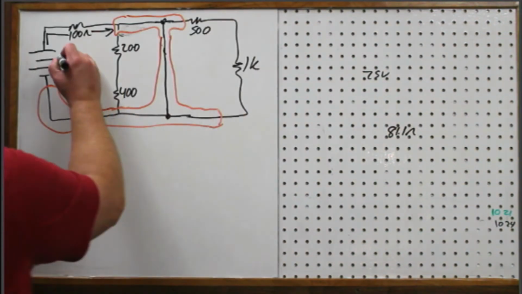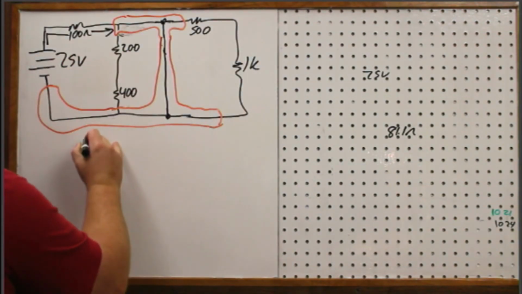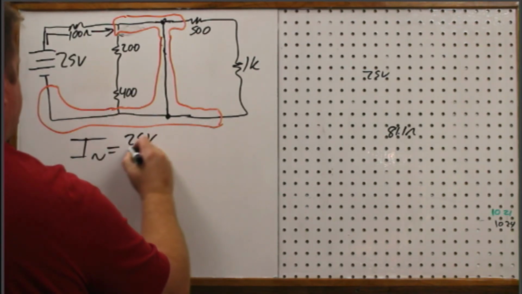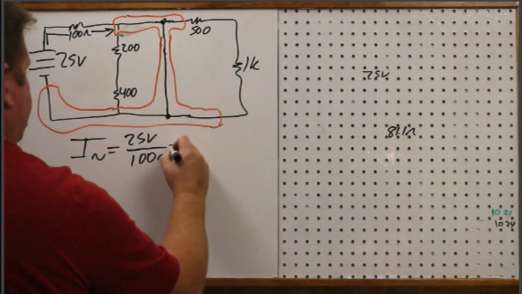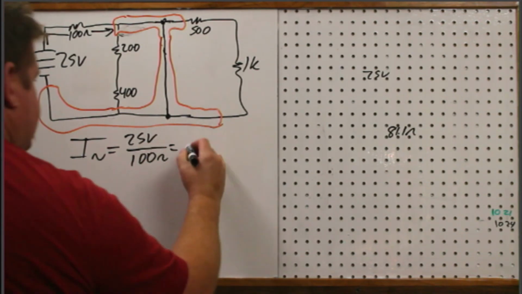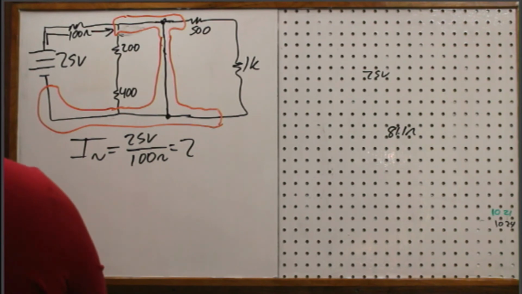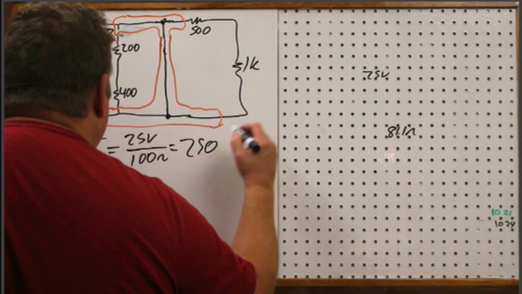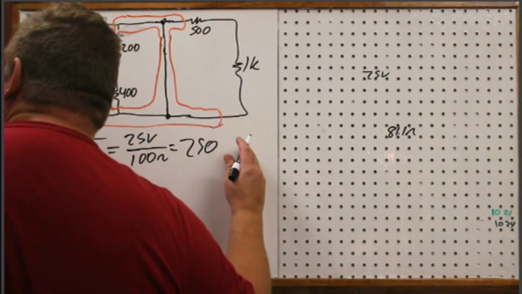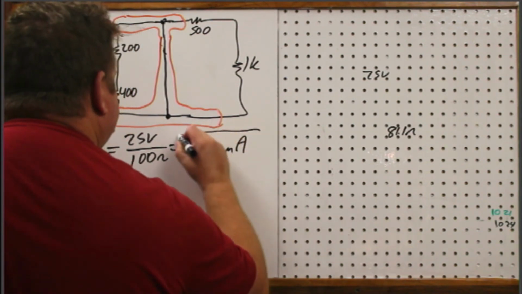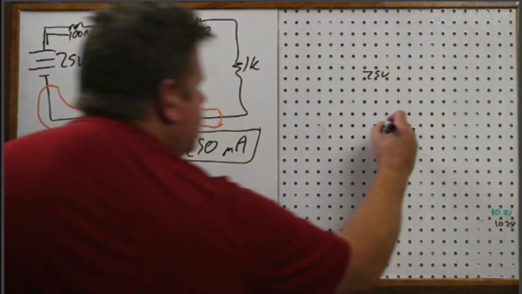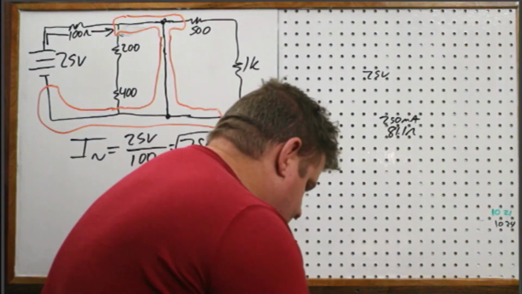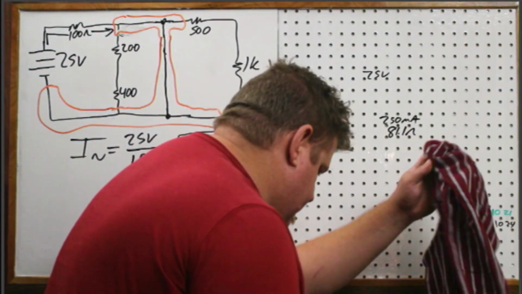So this is a 25 volt source. So my Norton current here is just the current through the 100 ohm resistor. So 25 volts divided by 100 ohms, and it's what? That's 2.25, or the hundreds always give me a problem. 250 milliamps. Okay, so there we go. So now I have my Norton equivalent.